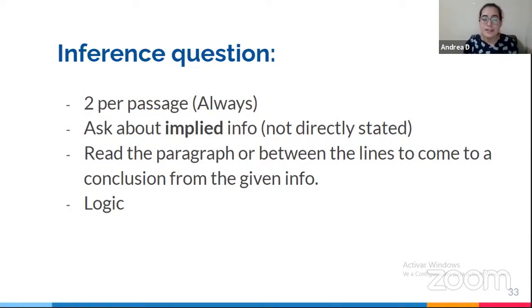And the thing is that you always have 2 of them per passage. So you need to make sure you master this type of question. Now, what they're asking for is implied information. That is information that's not directly stated, not explicitly, literally said in the paragraph, but it's information that you can come to the conclusion of. So you have to use your logic, you have to reason it out, and you have to look at the bigger picture and see what you're missing.